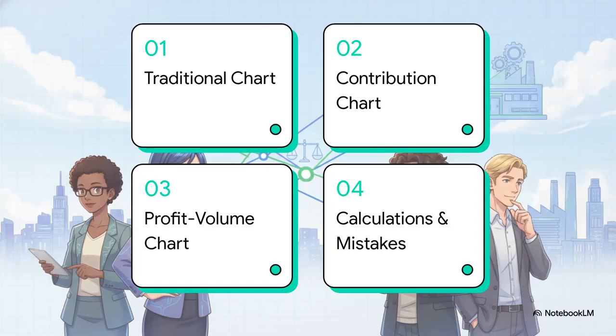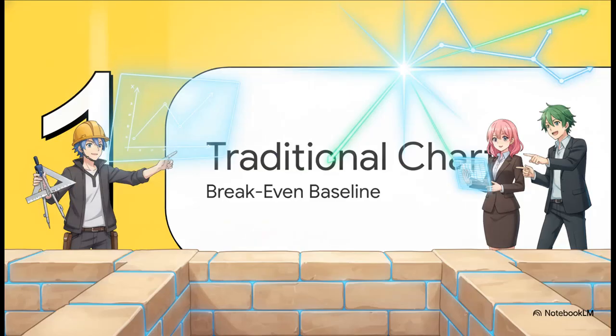Here's our study checklist for today's explainer. We're covering the traditional chart, the contribution chart, the profit volume chart, and finally, calculations and mistakes. Starting with Section 1, the traditional chart, which is our break-even baseline.